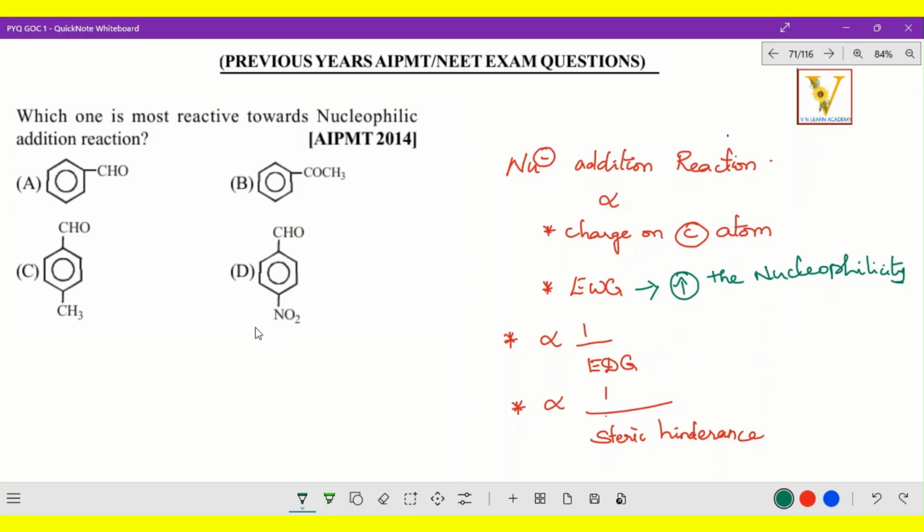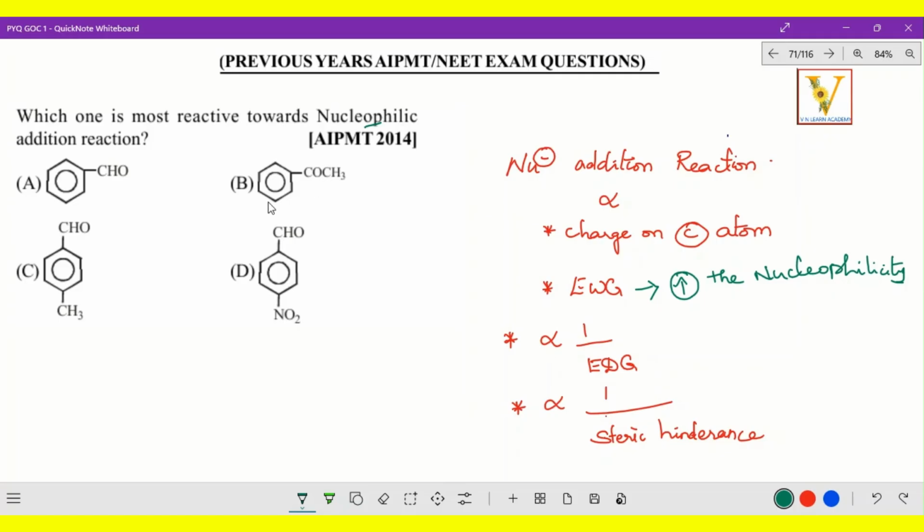Hello, students. Today we are going to see some more interesting and important questions from PYQ. Come on, the first question. Which one is most reactive towards nucleophilic addition reaction? See, nucleophilic means what? Electron rich category, right? Okay, now here they have given the options.